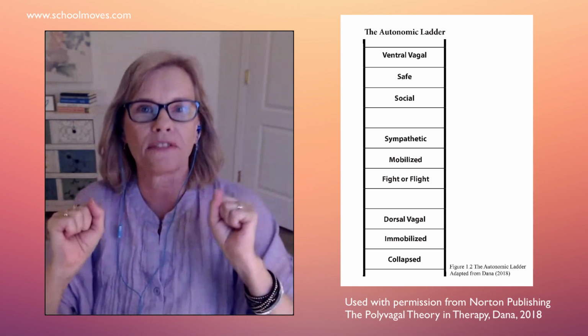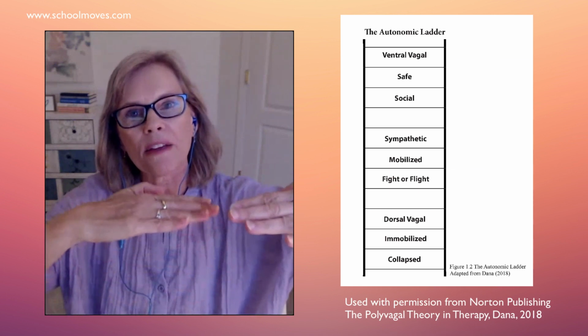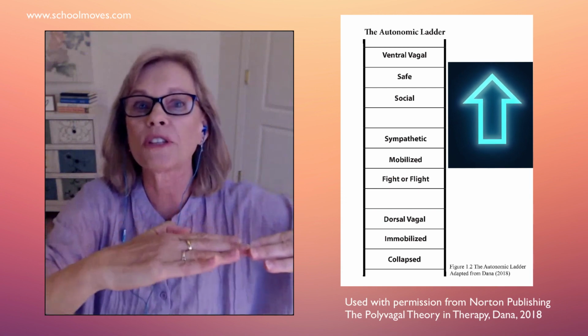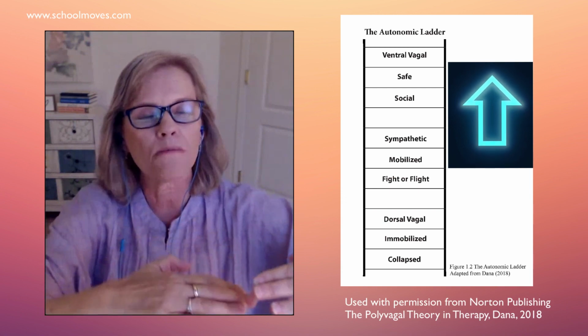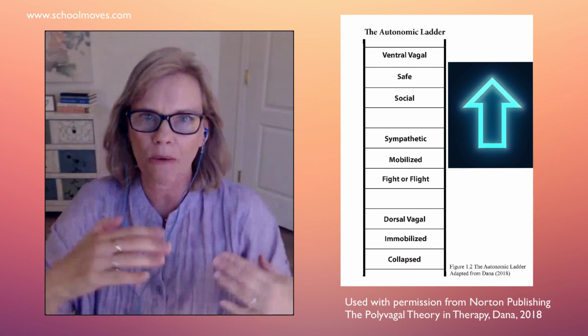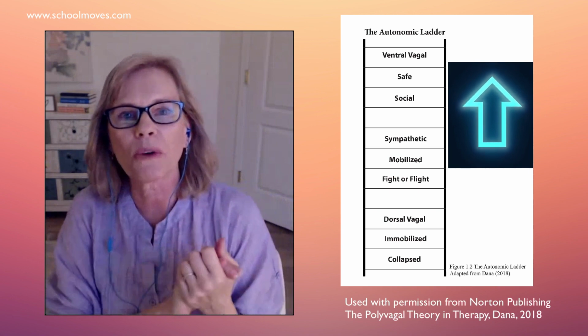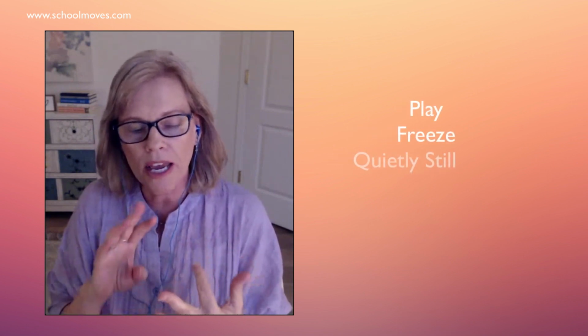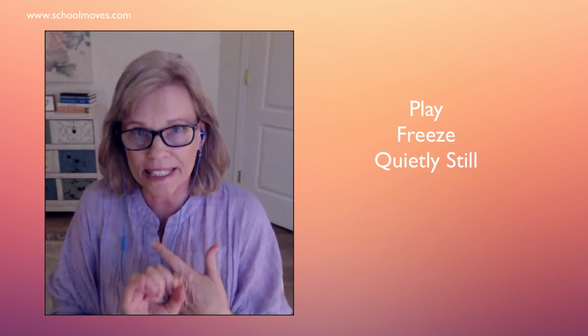So we've gotten her out of freeze, right? Mobilized sympathetic. And then from there, we can continue together to co-regulate to move into ventral. And now we can say, what got you stuck? What can we do better next time? So that leads us to the third blended state. So we've talked about play as a blended state of ventral and sympathetic. We've talked about freeze as a blend of sympathetic and dorsal. And now we're going to talk about quietly still.